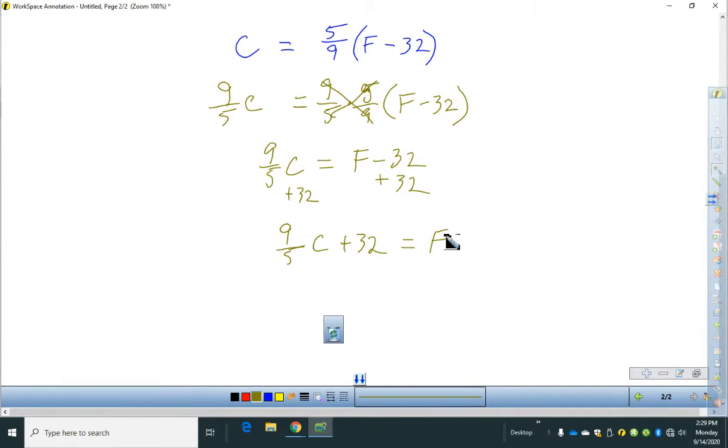And we could test it. Let's say Celsius was 0. All right. So I put a 0 in there for C, and then I see what I get. I get 32 degrees, which is exactly what it's supposed to be. 0 is freezing in Celsius, and 32 is freezing in Fahrenheit. That's the freezing temperature of water when it turns into ice, right?